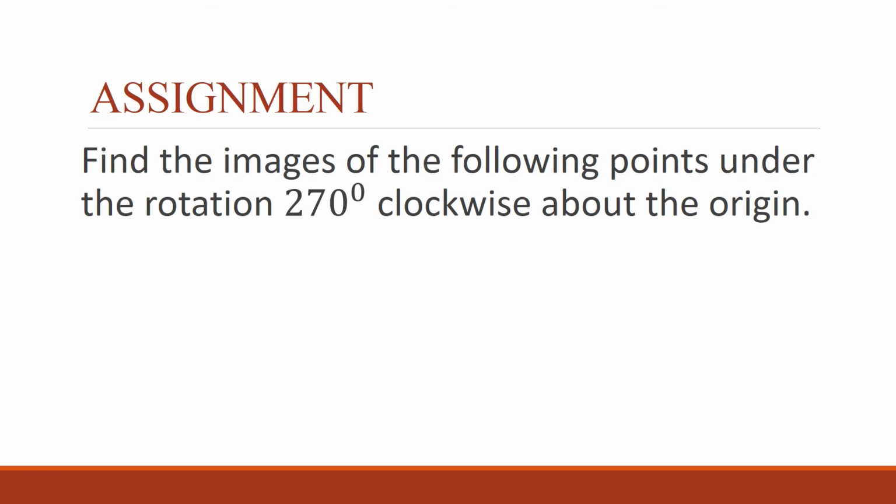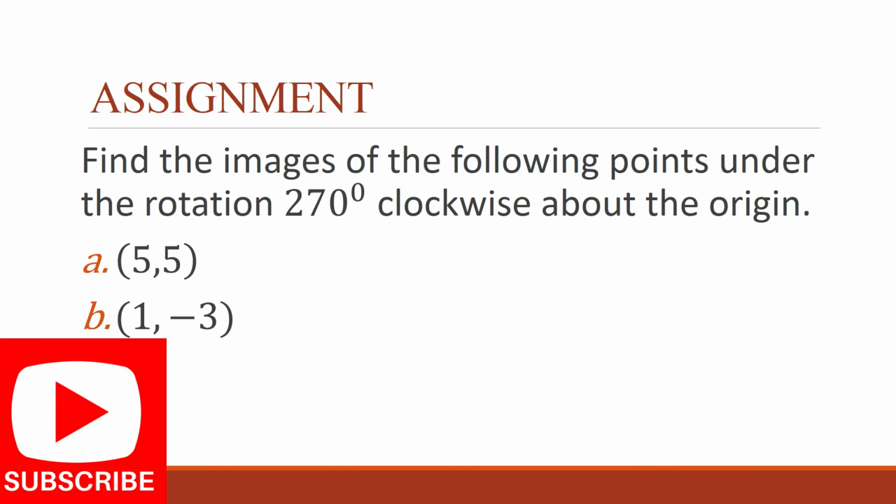Now your assignment. In this assignment, you have to find the images of the following points under the rotation 270 degrees clockwise about the origin. The points are A (5, 5) and B (1, -3). These are questions from the previous example.